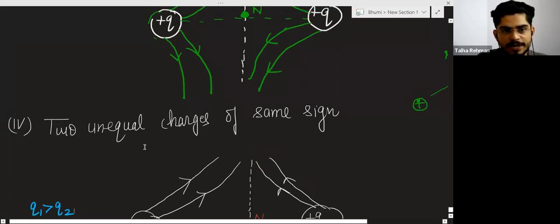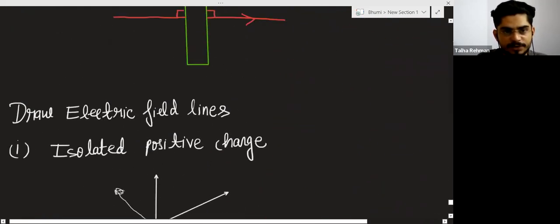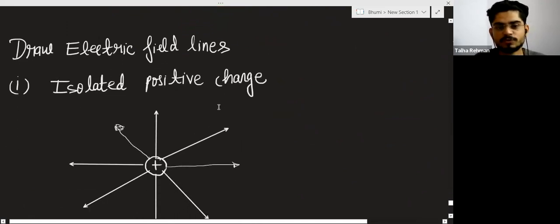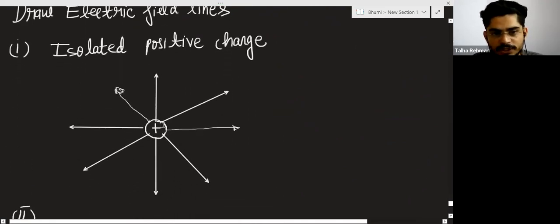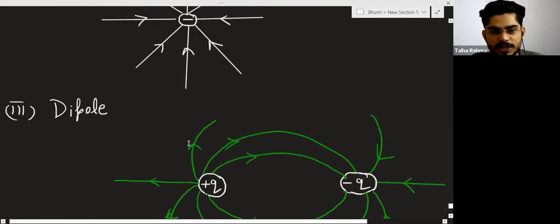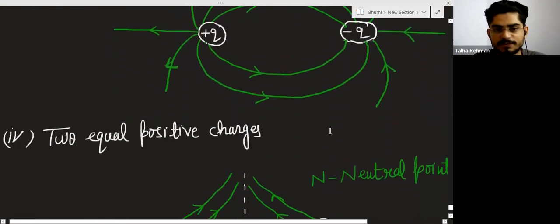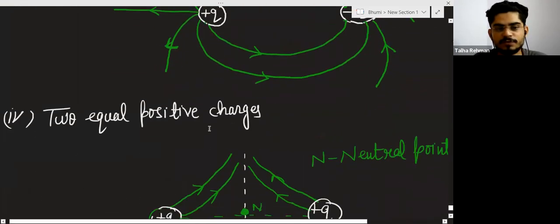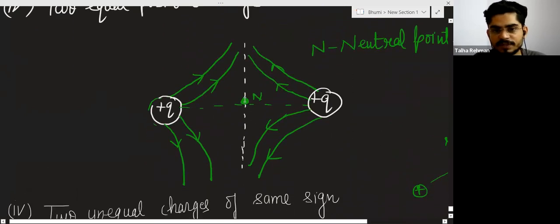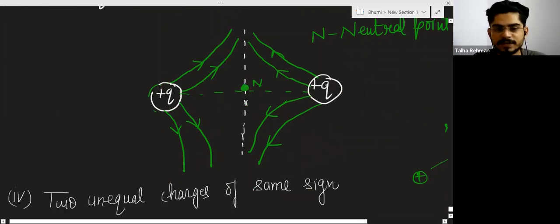This is the fourth point, and actually what we are doing, see here, we are just drawing the electric field lines for different types of systems. For an isolated positive charge, for an isolated negative charge, for a dipole, these types of electric field lines. For two equal positive charges, these types of lines, and this is the neutral point.